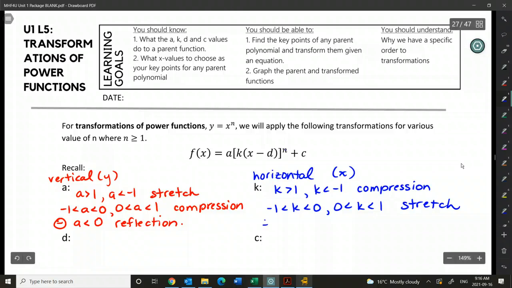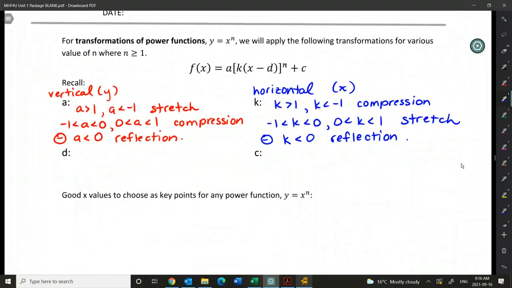Okay, and if k is negative, in other words, less than 0, this is going to cause a horizontal reflection to happen. So again, I can have combinations of these things, right? I can have a horizontal compression and reflection at the same time. I can have a horizontal stretch and reflection. I cannot have a compression and stretch at the same time, because those are two opposite things.